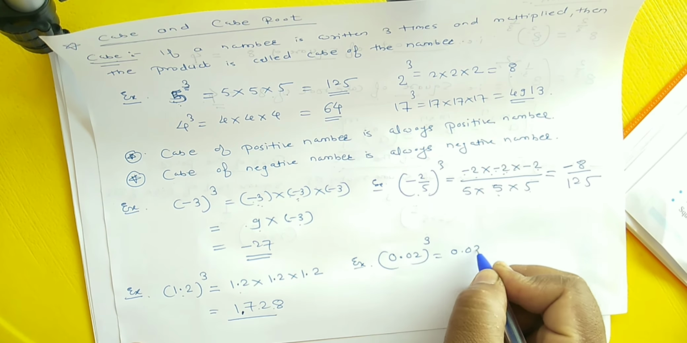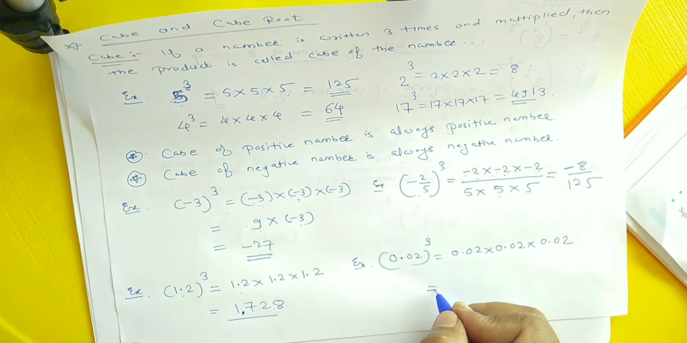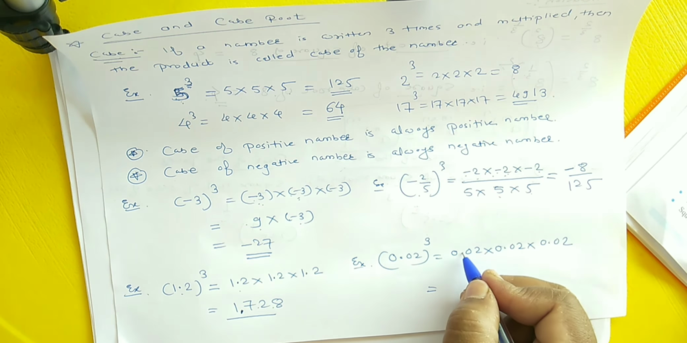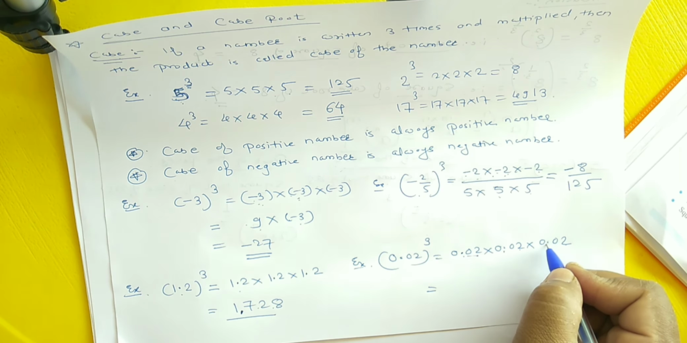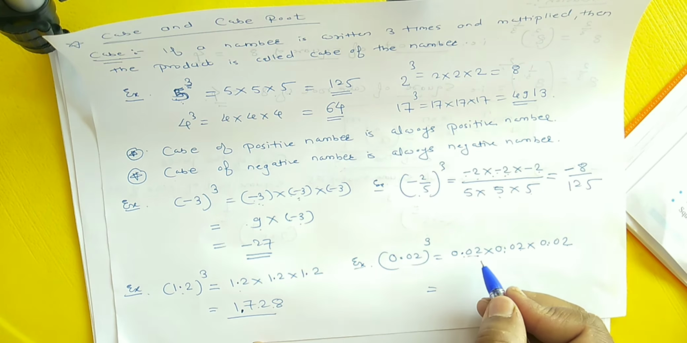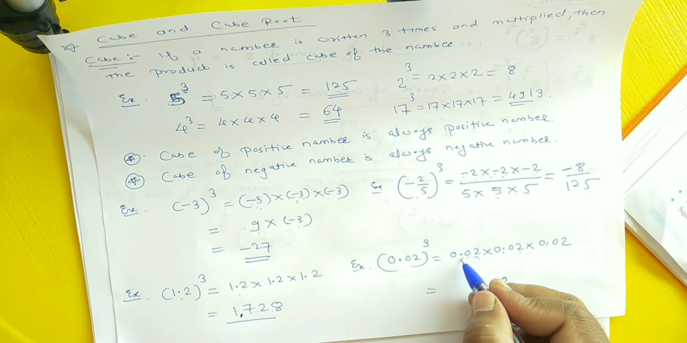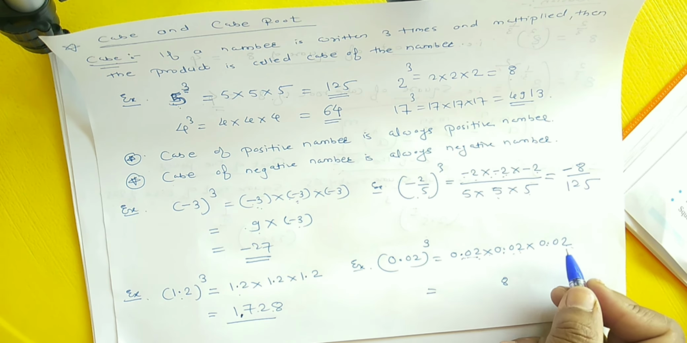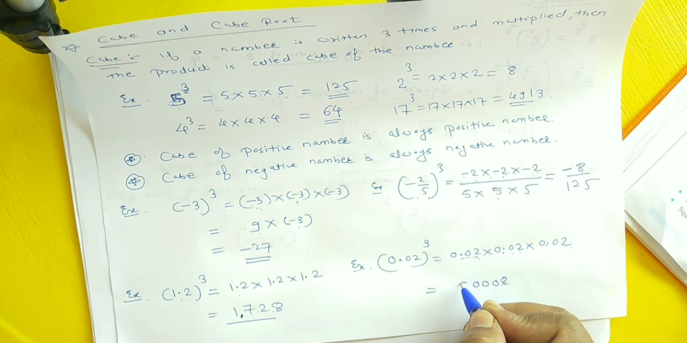Okay, means 0.02 into 0.02 into 0.02. Now we know here how many decimal places are there. Here it is 1 2 3 4 5 6. So how many decimal places are there? 6. Now we know that the cube of 2 is what? 8. But we want to give the decimal point at which location? 6 from the right. So here is the 8, 1, so 2 3 4 5 and 6.